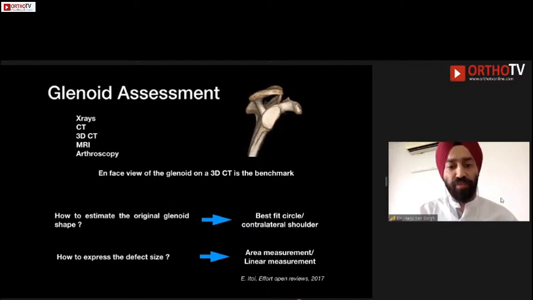While you are quantifying the glenoid bone loss, there are two main issues: how to estimate the original glenoid shape and how to express the defect size. The best shape of the original glenoid can be found by using the best fit circle of the inferior 2/3 of the glenoid. You can also use the contralateral shoulder as your reference. And the defect size can be measured using an area measurement or a linear measurement, although linear measurement is easier to do because it does not require any special software.